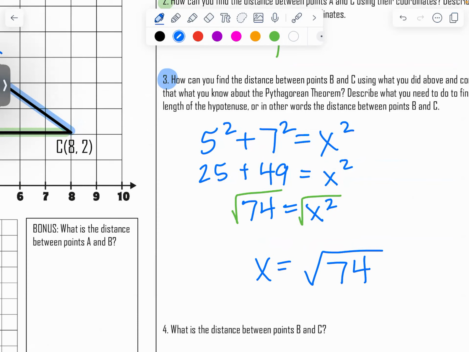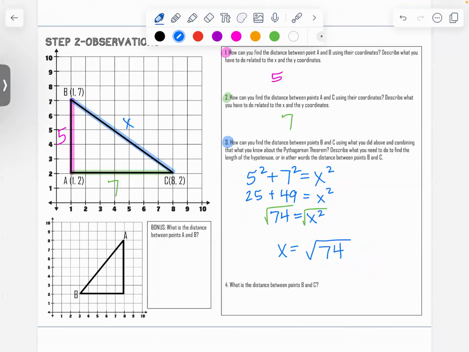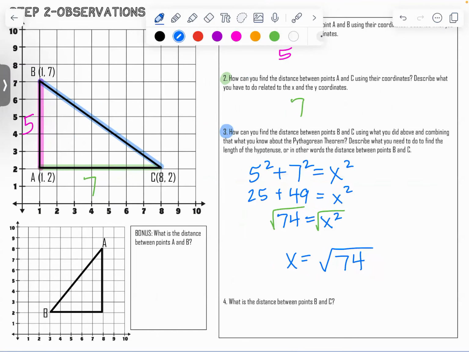So what did we find? We found that the hypotenuse of this triangle is the square root of 74. Now what that means is if we measure the distance from B to C, then it's the square root of 74. Okay. Now, I want you to look a little bit closer at this picture.